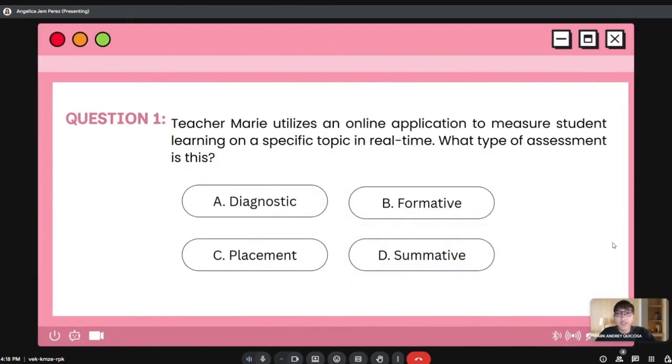So for our question number 1, Teacher Marie utilizes an online application to measure student learning on a specific topic in real time. What type of assessment is this? Letter A, diagnostic, letter B, formative, letter C, placement, and letter D, summative.